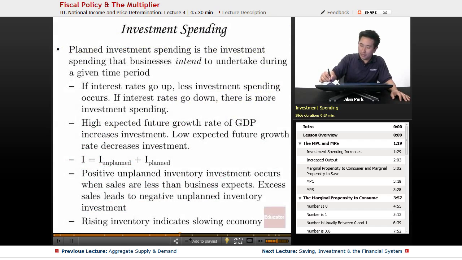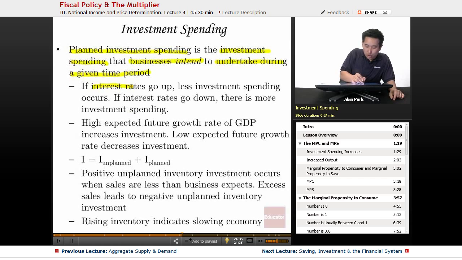Okay, so investment spending. We'll take another look at the investment side rather than the consumption side here. Planned investment spending is investment spending that businesses intend, and that's kind of the key word, because businesses aren't perfect. They can't exactly figure out how much they're going to spend. Intend to undertake during a given time period.